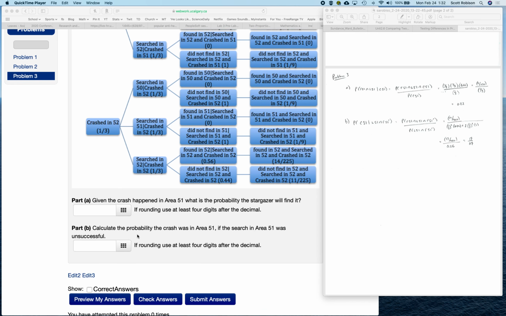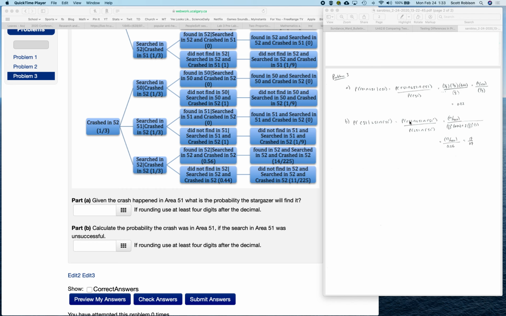B is a little bit more complicated. Calculate the probability that the crash was in area 51, given that the search in 51 was unsuccessful. So how do I represent the search in 51 being unsuccessful? That is, I looked in 51 and I did not find it. So F complement. Putting these three together, that is crashed in 51 and looked in 51 and did not find in 51 in the numerator, divided by, in the denominator, looked in 51 and did not find in 51. And that's regardless of where it crashed.